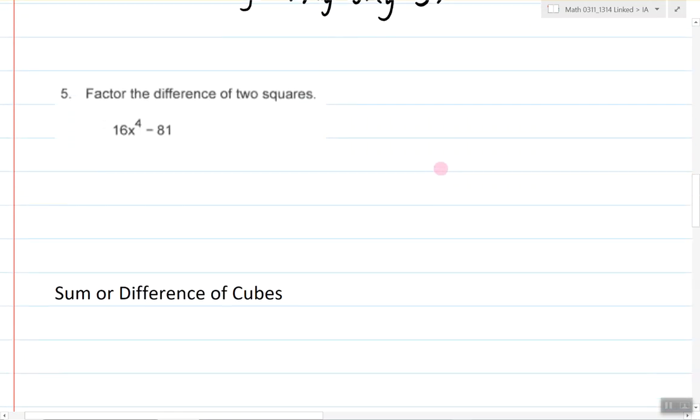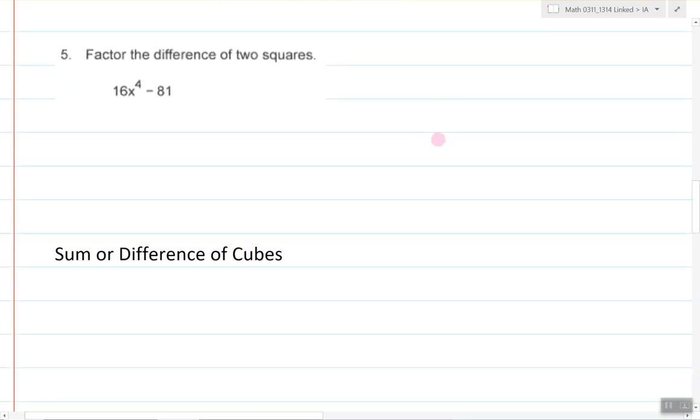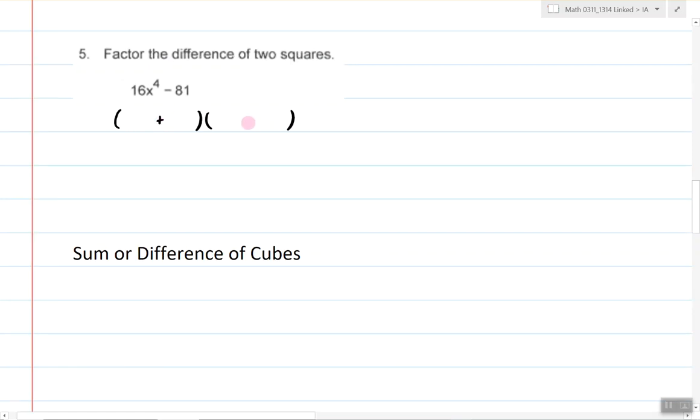Let's look at that again with number 5. No common factor, binomial, perfect square, yes. Perfect square, yes. Minus sign, okay, we can factor. 1 plus, 1 minus. The square root of 16x to the 4th is 4x squared. The square root of 81 is 9.